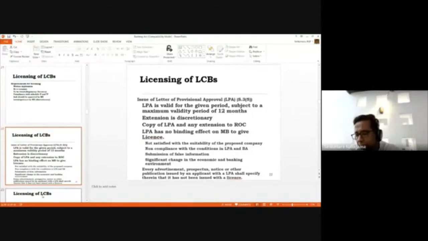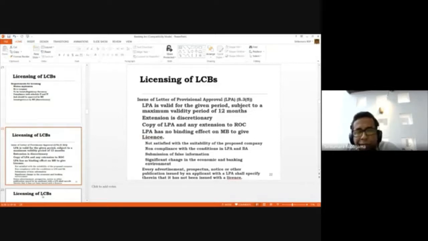But the fact that a letter of provisional approval was given is not a reason for the Monetary Board to give a license. The Monetary Board is not bound by the fact that it has issued the letter of provisional approval first. If the board is not satisfied with the suitability of the proposed company for some reason, if they are not compliant with the conditions of the letter of provisional approval, if it is revealed that the entity has provided false information to get the license, if there is a significant change in the macroeconomic environment of the country, in all those circumstances, the central bank can refuse to give the license, even though a letter of provisional approval has been issued.